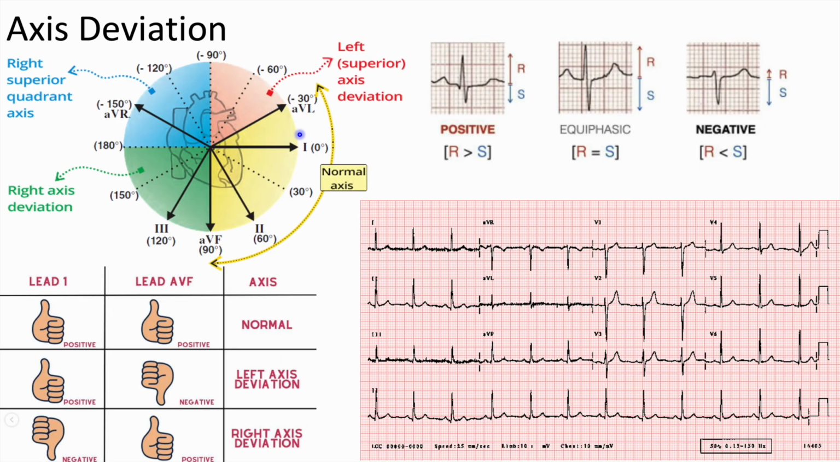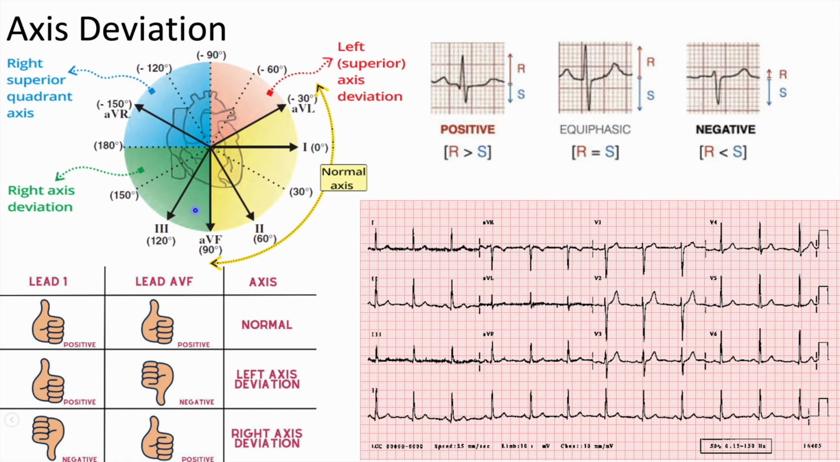And so here's some more slides to explain it. So you can have a positive signal, which is primarily going upward. You can have a negative signal, which is primarily going downward, or you can have an equiphasic signal, which is about the same going upward and downward. And so here's what I'm saying, where the direction of the signal from the heart is generally going to go towards here. You can have left or superior axis deviation or right axis deviation.